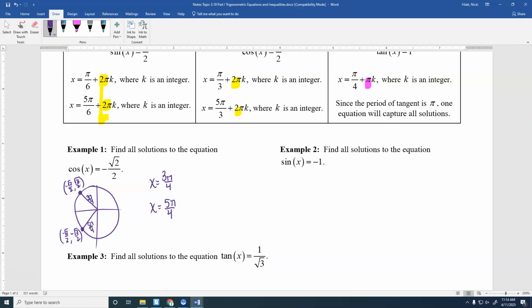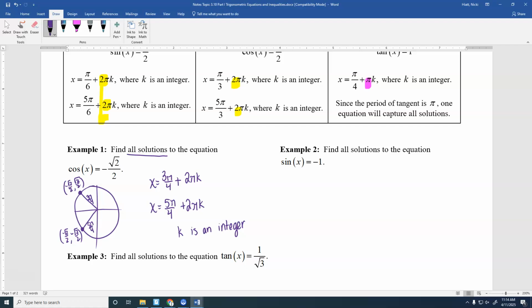If they told us just to give unit circle answers, we would be done. But it says all solutions, and there are an infinite number of solutions. So what we're going to do is to each one of our answers from the unit circle, we're going to add 2 pi, which is the period for these functions, times k. And then we're going to say that k is an integer. You have to state that every time.